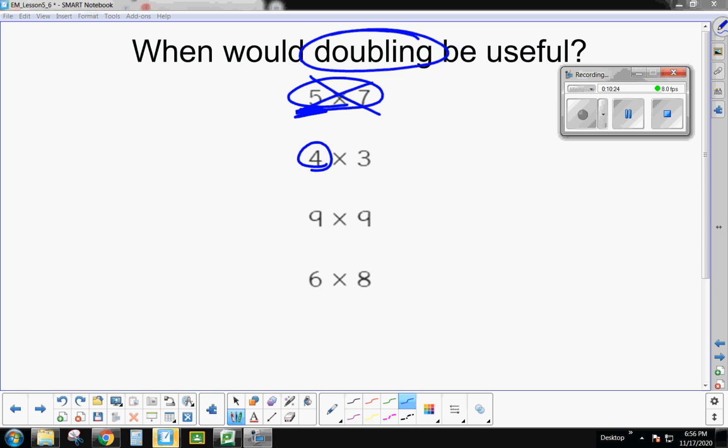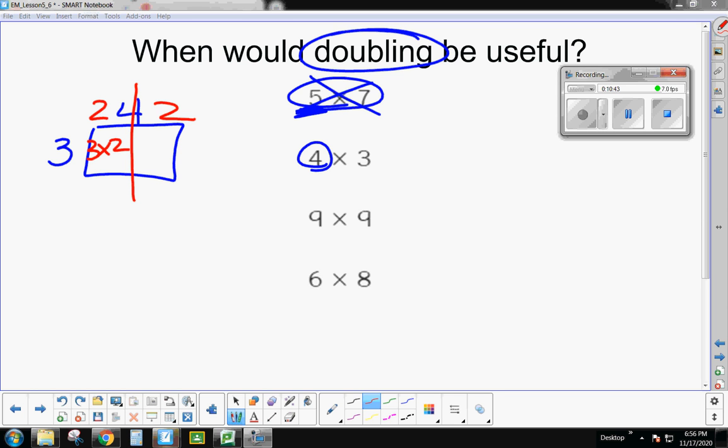I'm going to come over here and draw a rectangle, and I'm going to make this a 4 by 3. Actually, I'm going to do it that way since I made that side longer. Now, if that's a 4 by 3, I can break that 4 into 2 and 2. Over here, I can do 3 times 2, which equals 6. And over here, I can do 3 times 2, which equals 6. And when you put those two together, 6 and 6 equals 12.